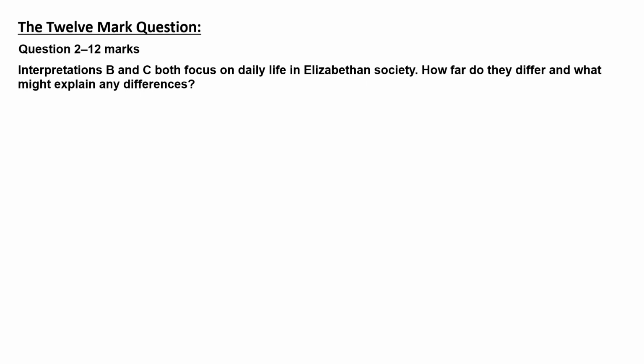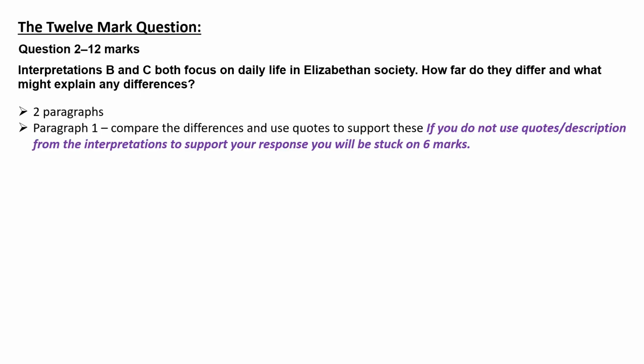So the way that we would address this question is that we would always have two paragraphs. Paragraph 1 is where you are going to compare the differences that you can see between the interpretations, and you must here use quotes to support this. If you are not using quotes or descriptions from the interpretation, then you are going to be stuck on 6 marks. So it is really, really important that you make sure that you are, yes, comparing them, but making sure that you use quotes to support the differences that you have identified between the two.